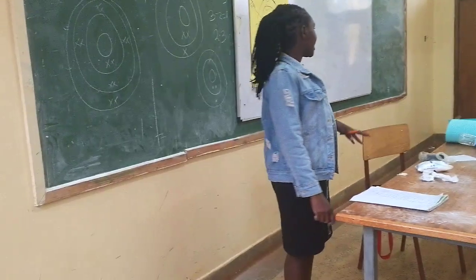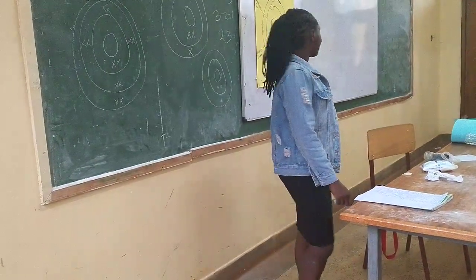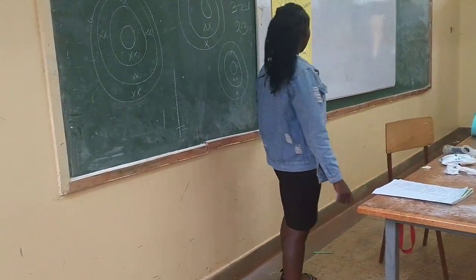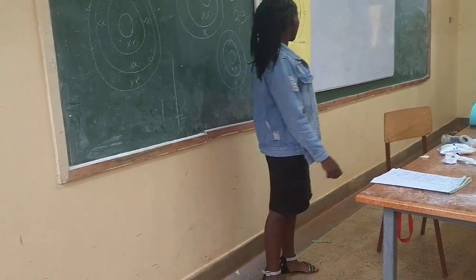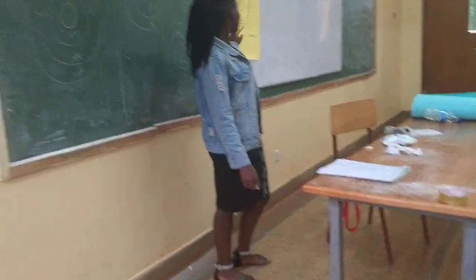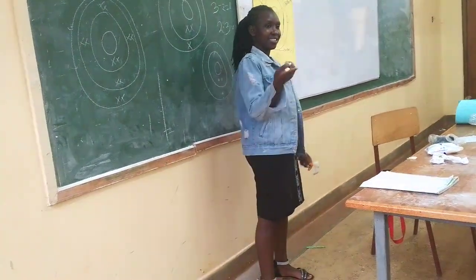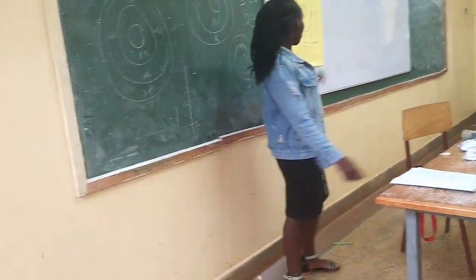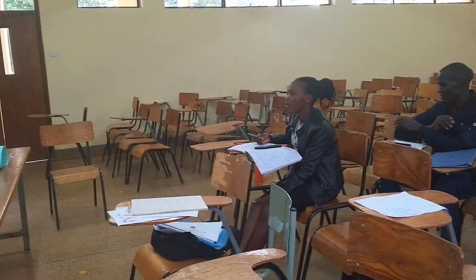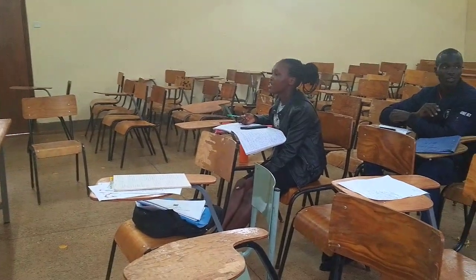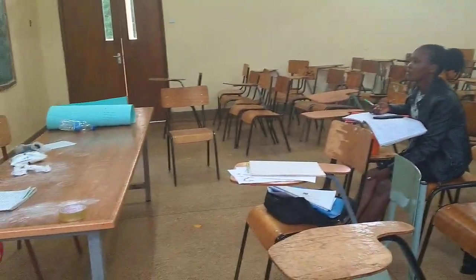So, in summary of our lesson, we have learned that the atom consists of protons, electrons, and neutrons. What's the charge of protons? Anyone? Yes, positively charged. What's the charge of electrons? Melvin? What's the charge of electrons? Maxi, what's the charge of neutrons? Neutrons are neutral, so we give it a 0.